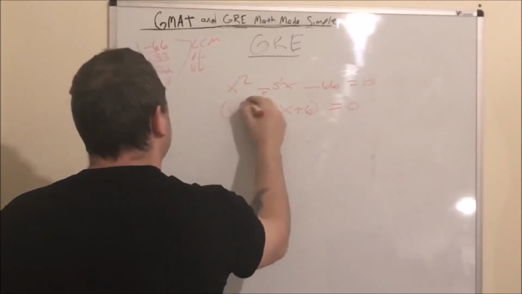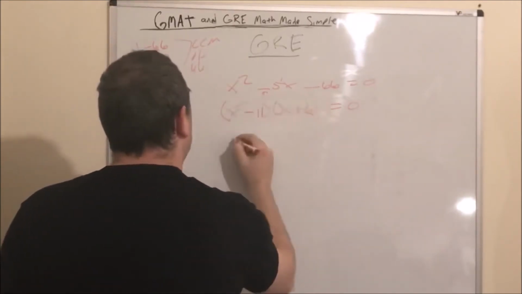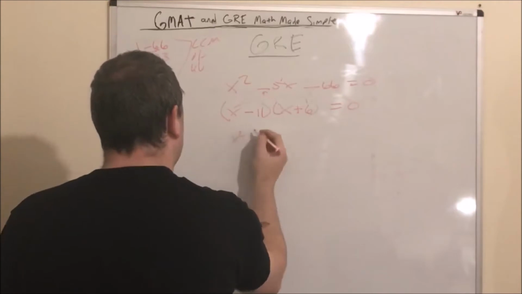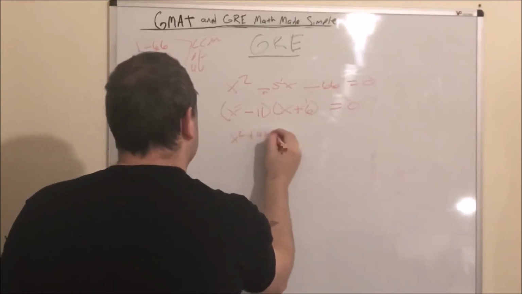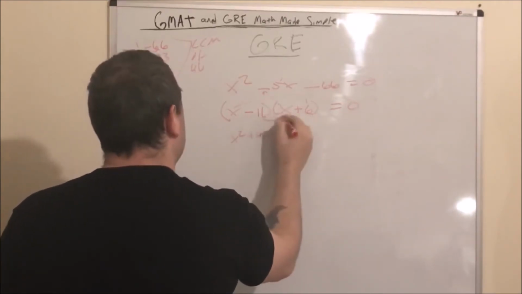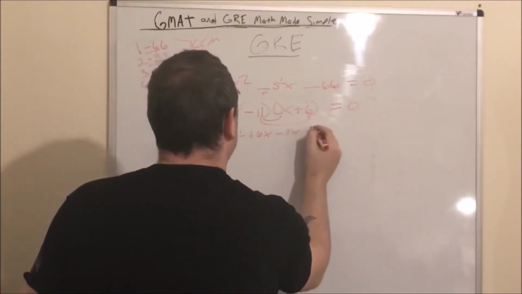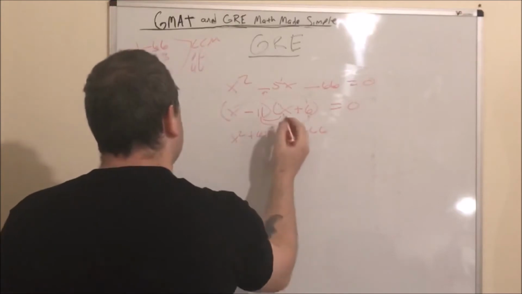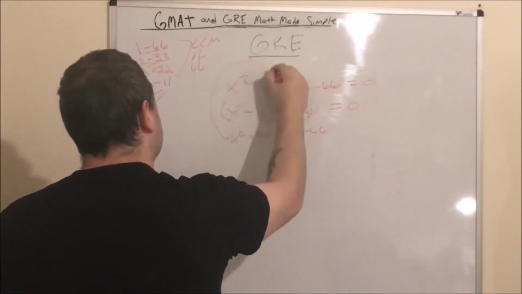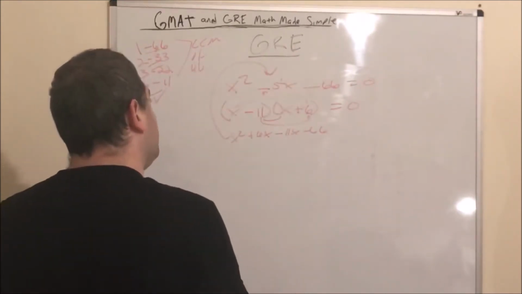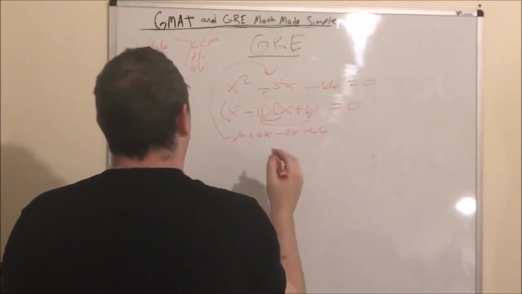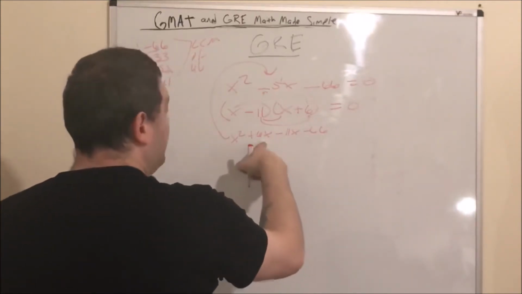If you want to use the FOIL method, it will be x times x, which is x squared, plus 6x, and then you have minus 11x minus 66. When you go through and do it, this will give you this. Okay? So that's pretty much our answer for if this were not to work.